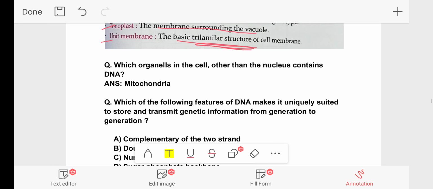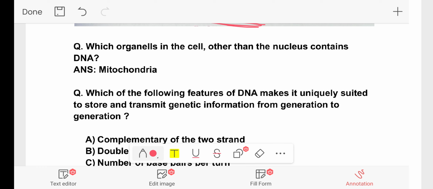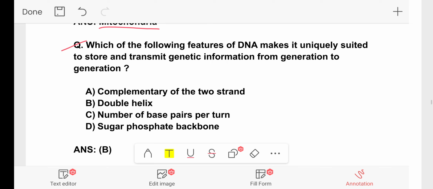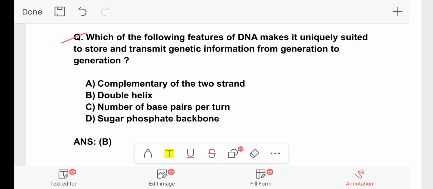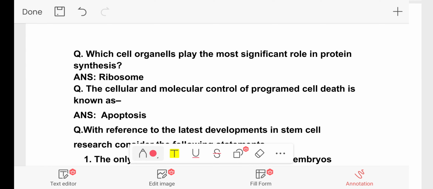Now let's see the questions. First, which organelle in the cell other than the nucleus contains DNA? Answer, mitochondria. Next, which of the following features of DNA makes it uniquely suited to store and transmit genetic information from generation to generation? Answer is double helix. Next, which cell organelle plays the most significant role in protein synthesis? Answer, ribosome. The cellular and molecular control of programmed cell death is known as apoptosis.